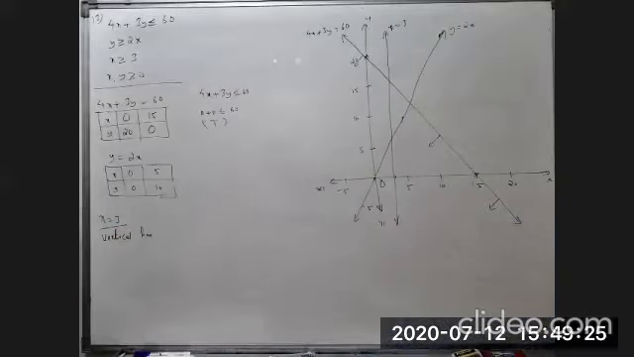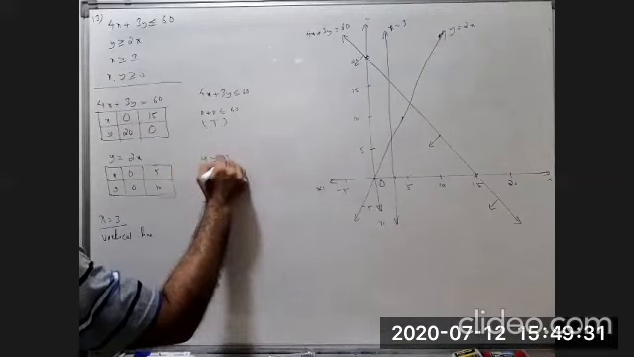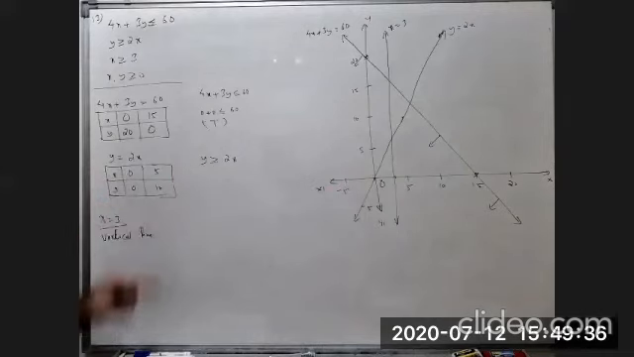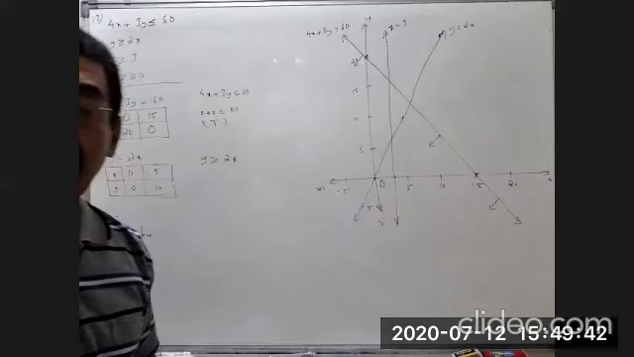Y is equal to 2x. Y greater than 2x. Y greater than or equal to x. We know that this line is passing through the origin. We started with that notion. If it is passing through the origin, we cannot put 0, 0.